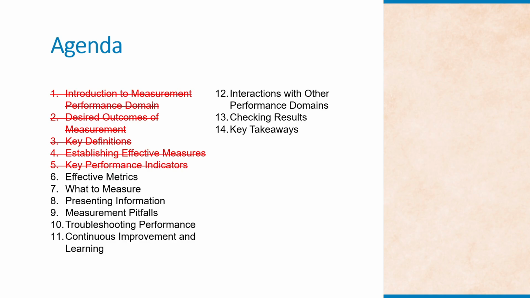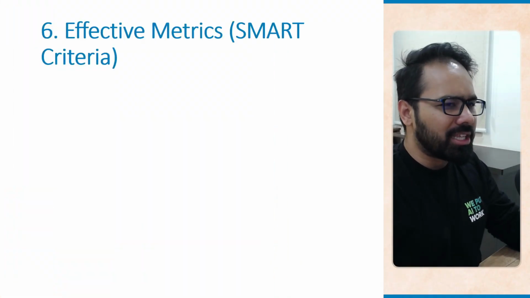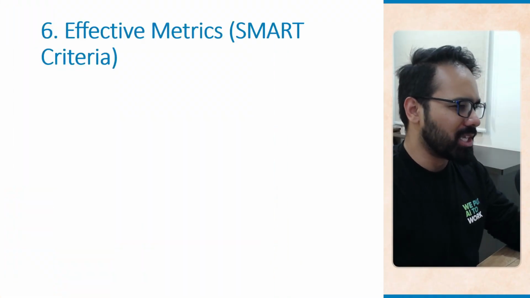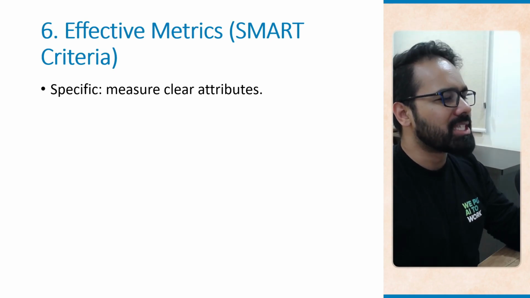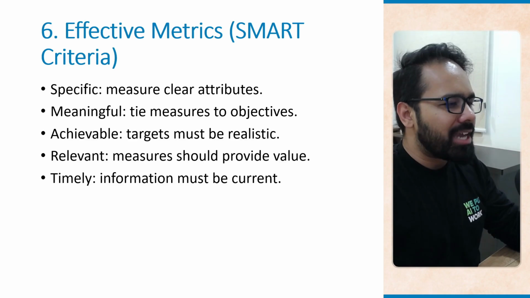So we have covered 5 topics. Let's start things off with effective metrics now. And we are talking about SMART criteria. For those of you who are working in the corporate might have already heard about the SMART criteria. So this means specific, meaningful, achievable, relevant, and timely.